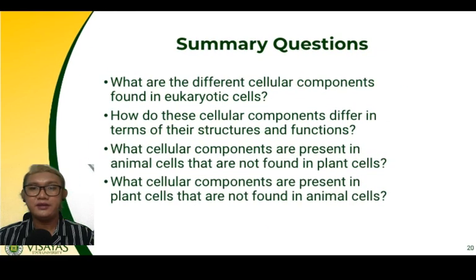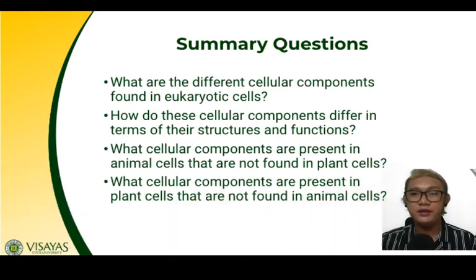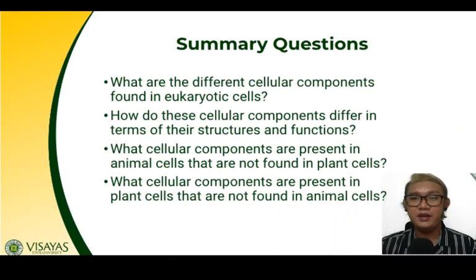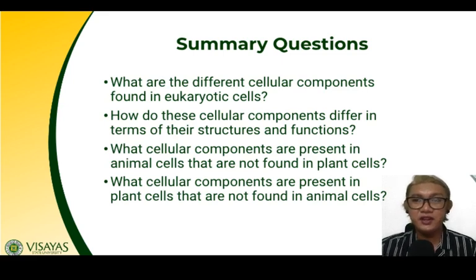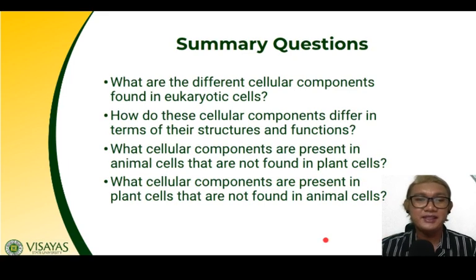Now, to end my presentation, let me give you these summary questions to wrap up our discussions. So, what are the different cellular components that are found in eukaryotic cells? How do these cellular components differ in terms of their structures and functions? What cellular components are present in animal cells that are not found in plant cells? What cellular components are present in plant cells that are not found in animal cells?